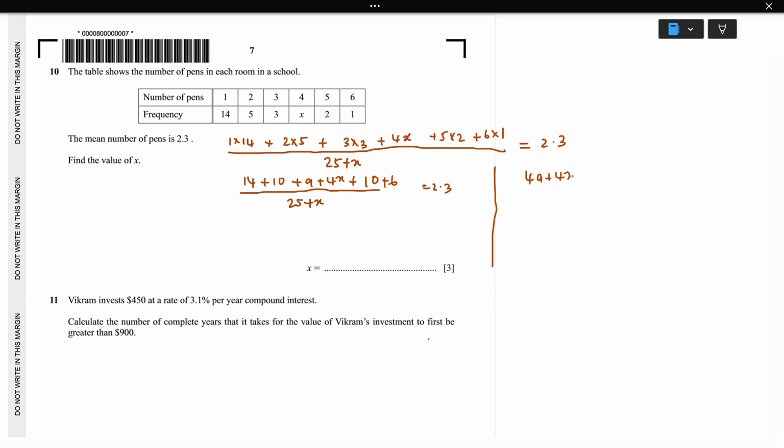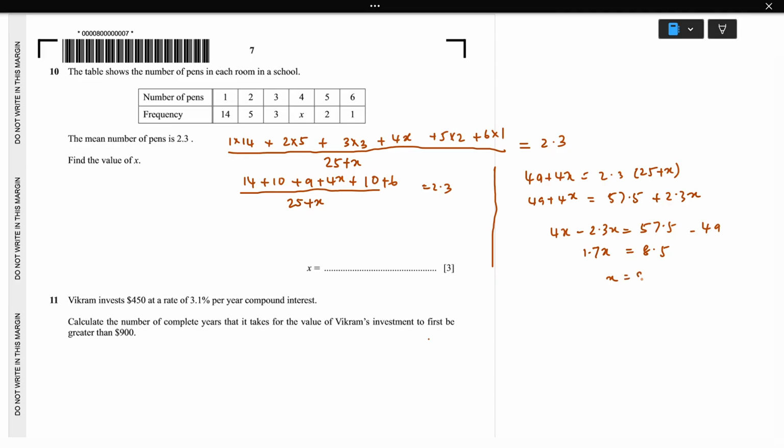49 plus 4x equal to 2.3 of 25 plus x. So on the right side you will get 2.3 times 25, which is 57.5 plus 2.3x. The left side is 49 plus 4x. So bring all x to one side: 4x minus 2.3x equal to 57.5 minus 49. So on the left side you will get 1.7x, equal to 8.5 on the right side.